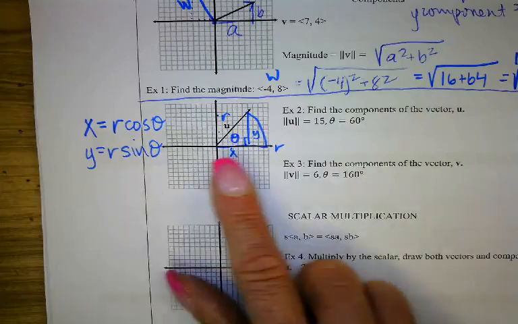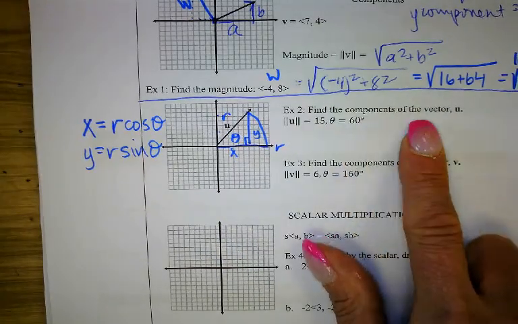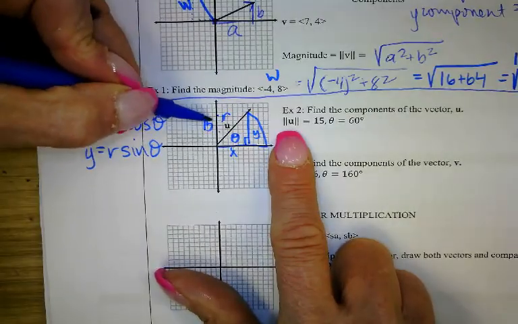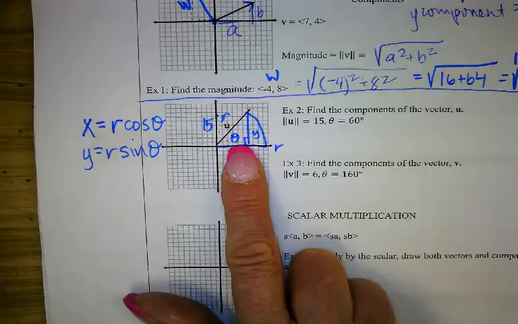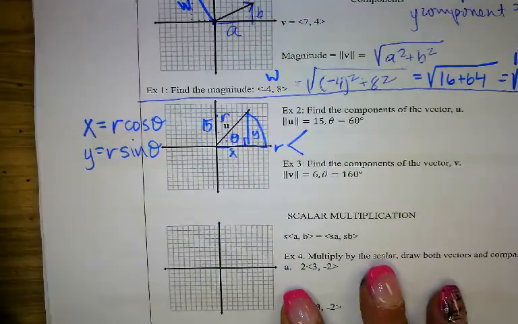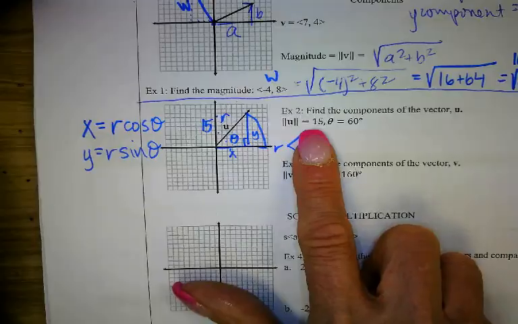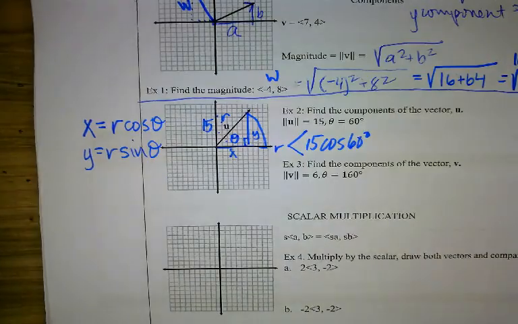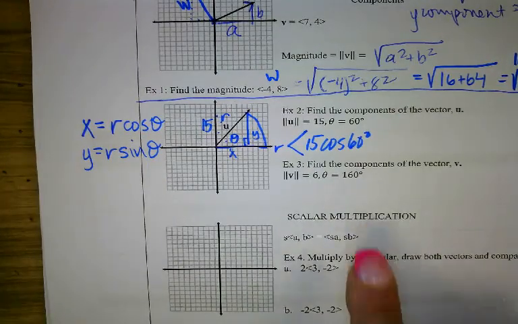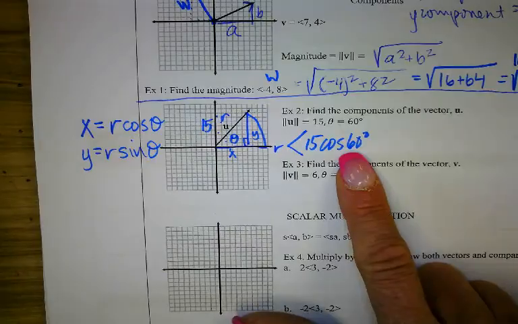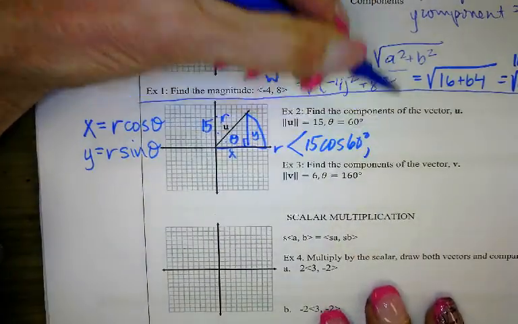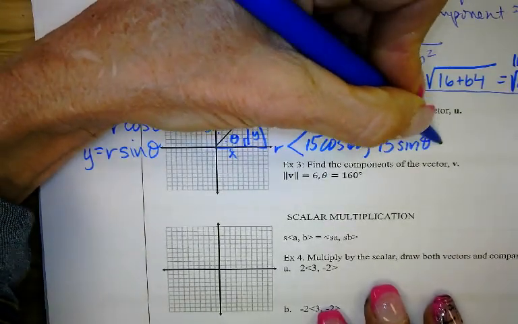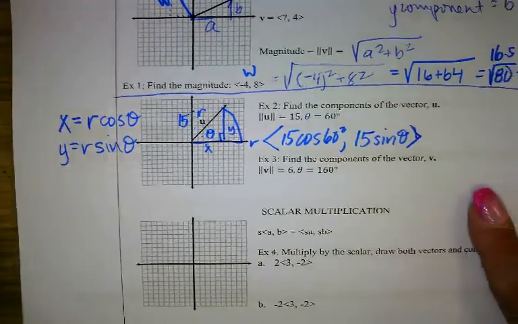So I want to find the components of the vector U if I know that its magnitude is 15 and its angle is 60 degrees. Well, the x component of the vector is going to be 15 times the cosine of 60, and this is in degrees, so if you're going to use a calculator, make sure it's in degrees. I'm just going to use my unit circle, which has radians and degrees, and then comma 15 times the sine of 60, and now I will have the component form of the vector.